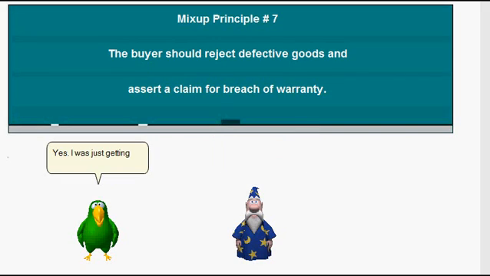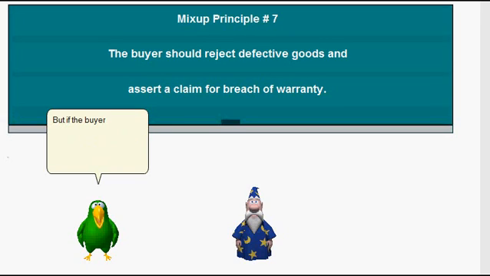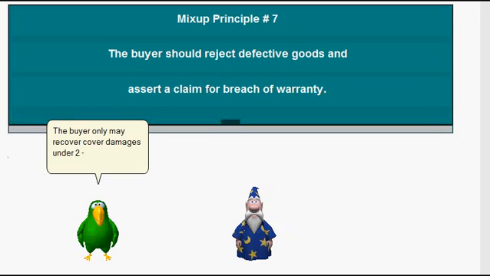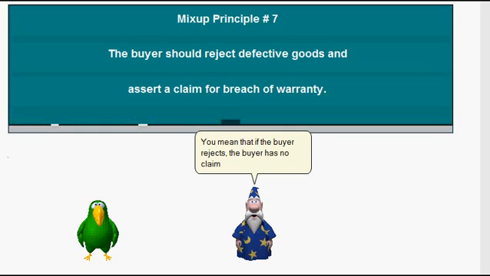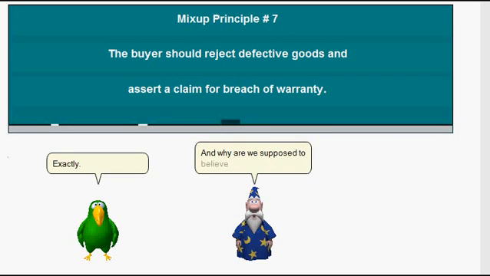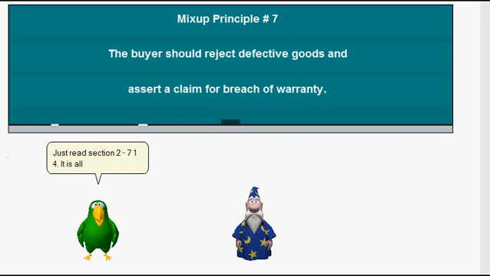Yes, I was just getting to that. If the buyer accepts the goods, then the buyer may recover damages for breach of warranty. But if the buyer rejects the goods, the buyer cannot collect damages for breach of warranty under 2-714. The buyer only may recover damages under 2-712 or market damages under 2-713. You mean that if the buyer rejects, the buyer has no claim for breach of warranty? Exactly. And why are we supposed to believe that? Just read Section 2-714. It is all there.